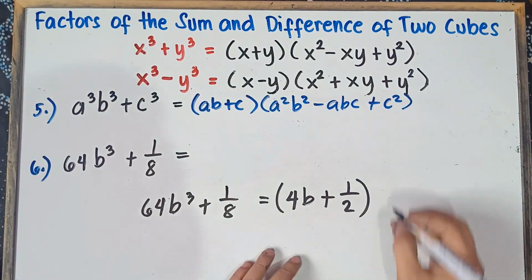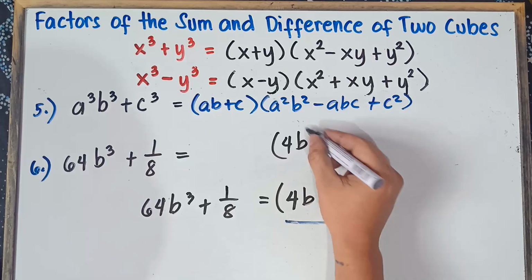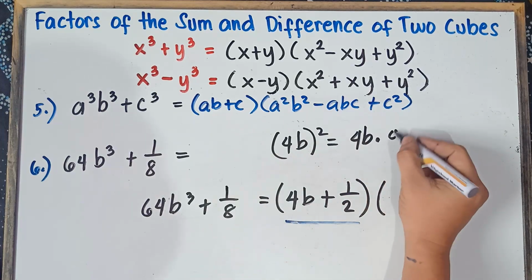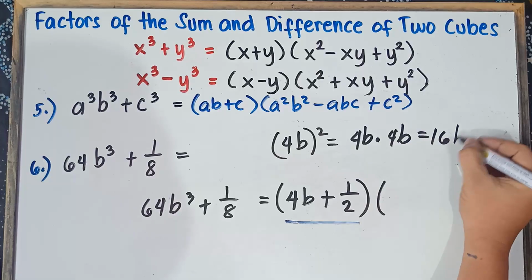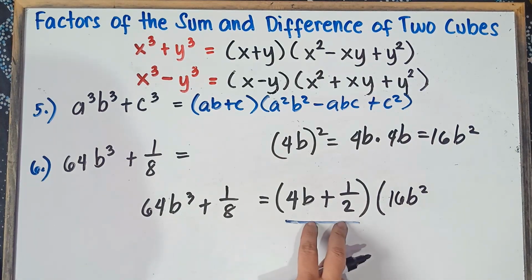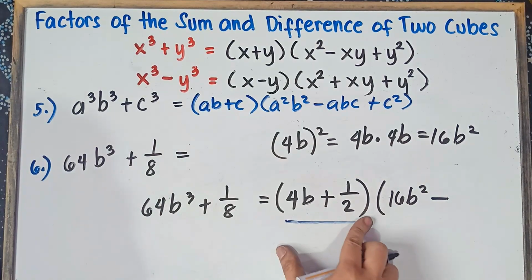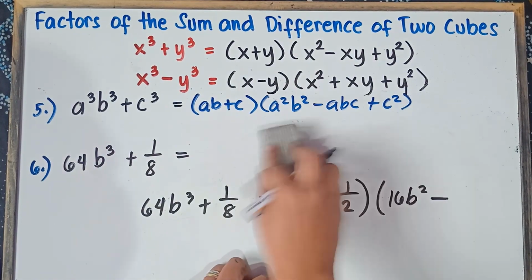Alright, and then this will be our guide with regards to our second factor. Get the square of the first term, 4b, then squared. It means you multiply 4b by itself twice. So 4b times 4b. 4 times 4 is 16. b times b would be b squared. So this will be 16b squared. Now once again, if you have a plus sign, your second factor must be plus, minus, and then plus. And then simply multiply 4b. We don't have enough space, class.